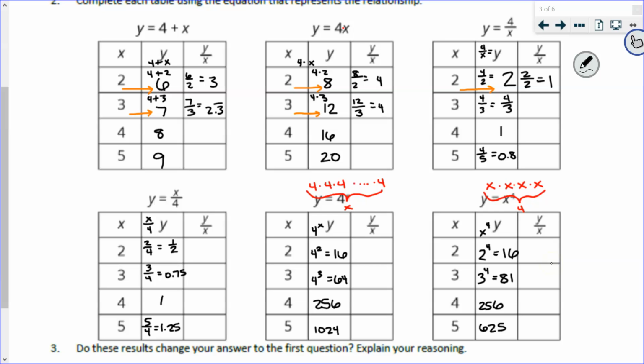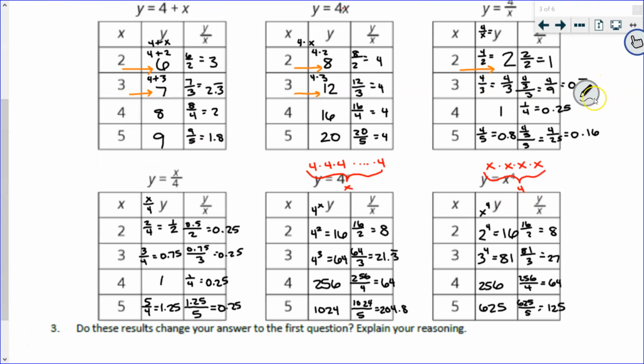Pause the video now. All right, check your answers once again. Now with this in mind, do these results change your answer to the first question? Does it change your prediction at all?